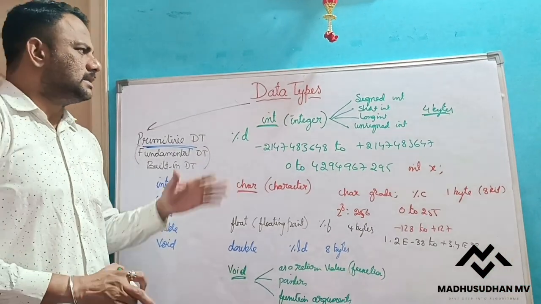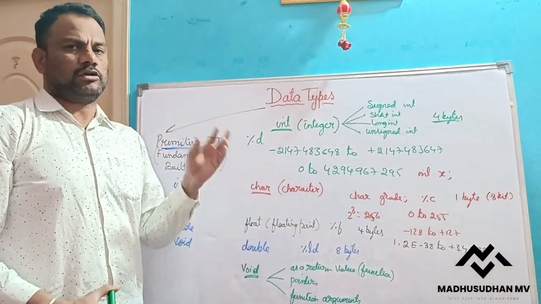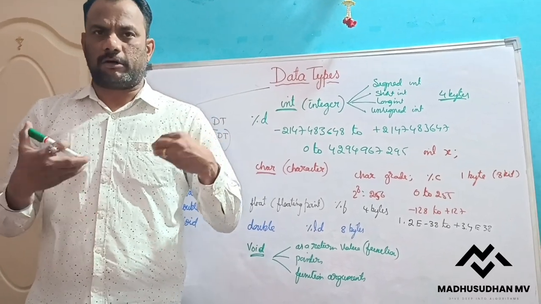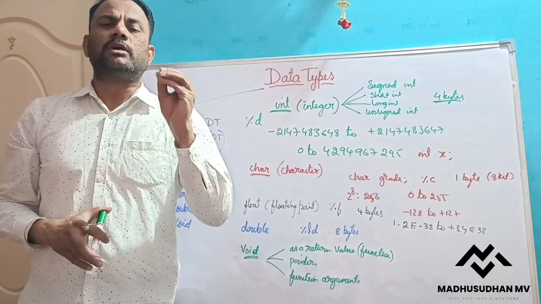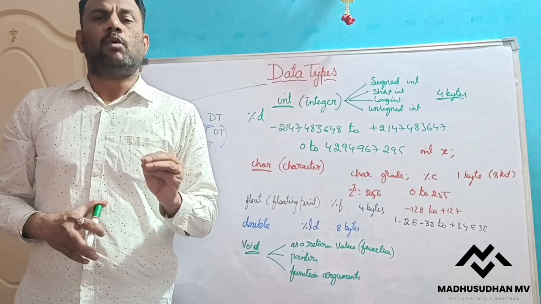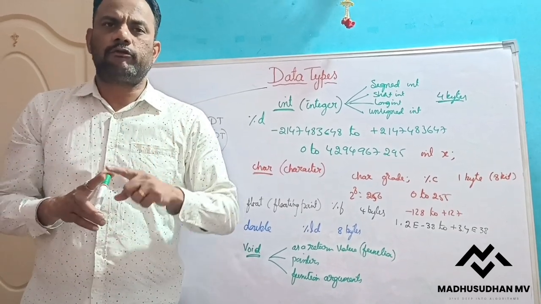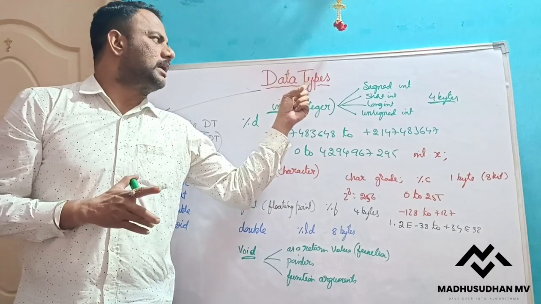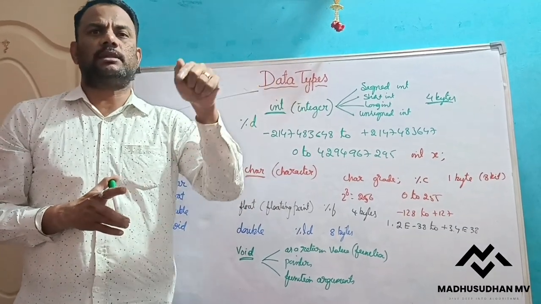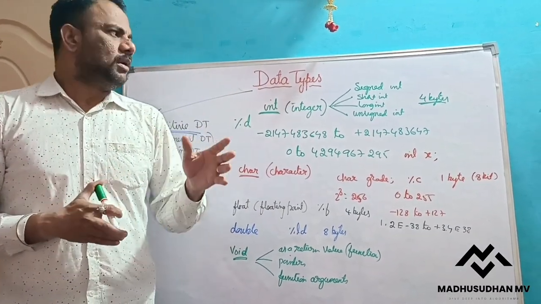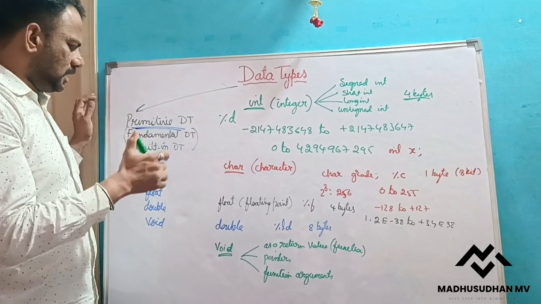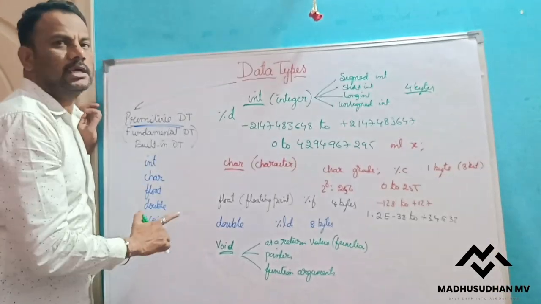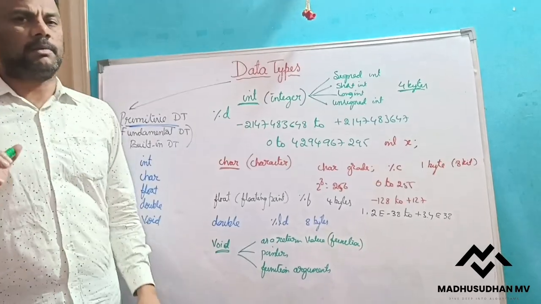Okay, so this is about the data types. For summary, whenever we are using any variable in our program, first we need to declare that variable. While declaring, we need to inform the compiler what type of data we are storing in that variable. The different types majorly are int, char, float, double, void, and all these are keywords.